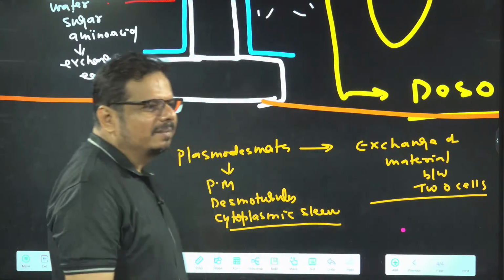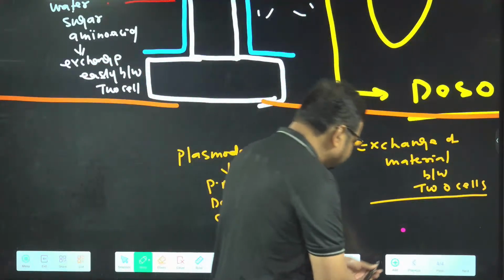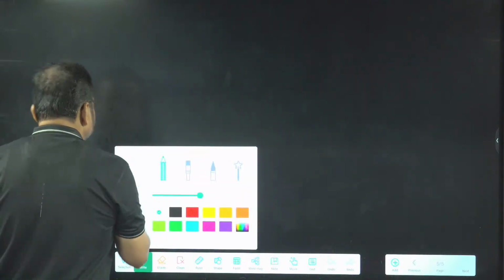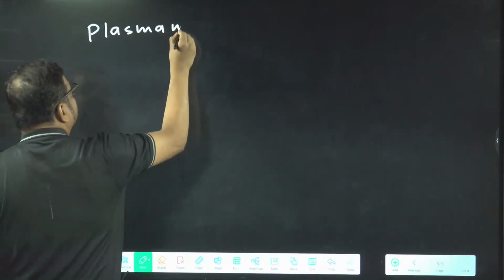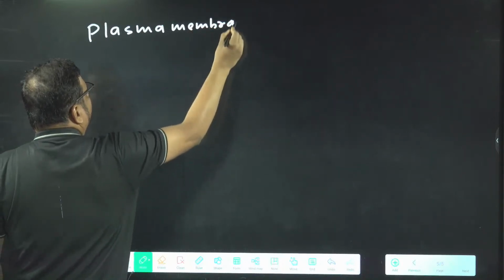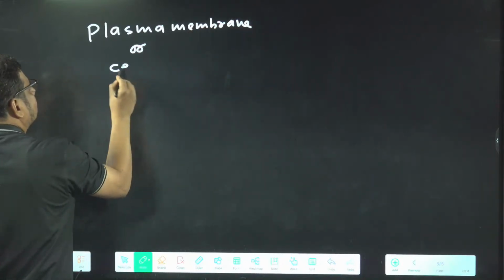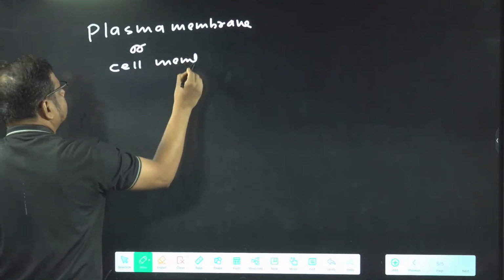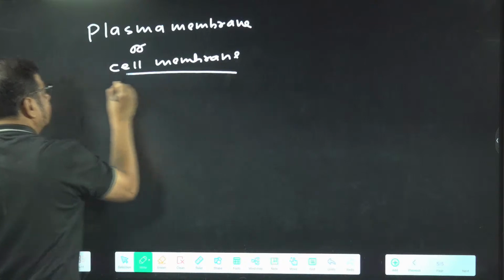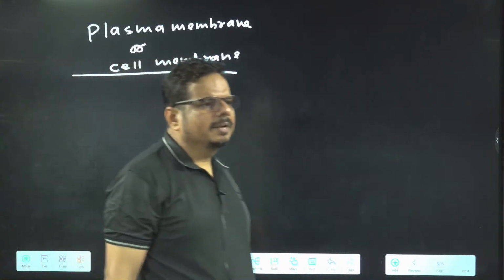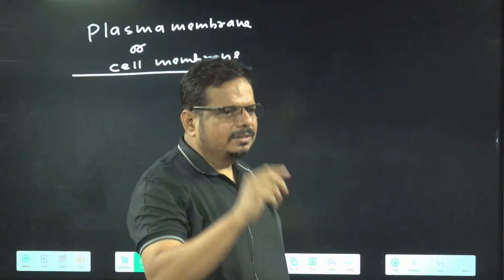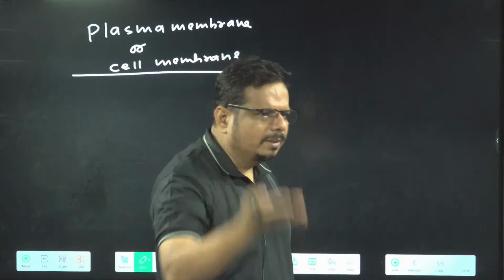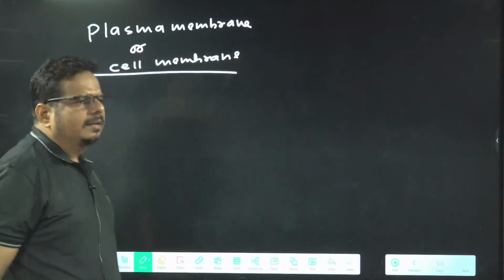Now we are coming on plasma membrane. Plasma membrane or cell membrane are the same thing. Sometimes it is also written as plasma lemma. In protozoans, we use the term plasma lemma. So it is a synonym term used for plasma membrane. Now we are moving ahead.